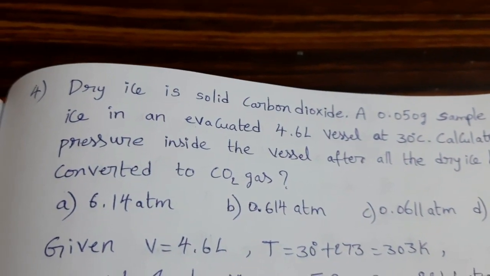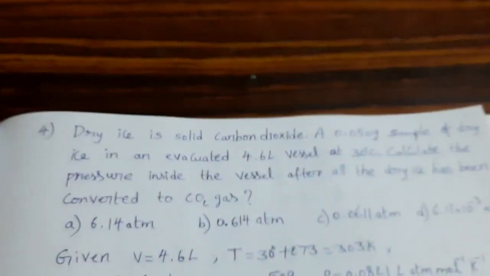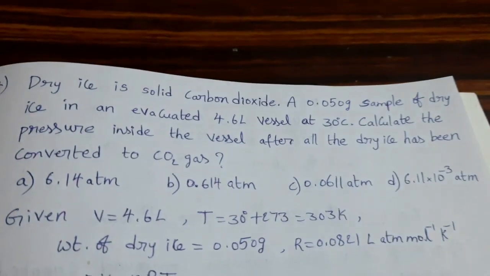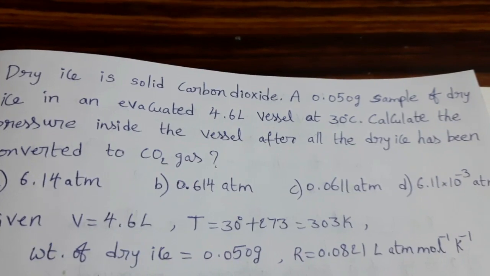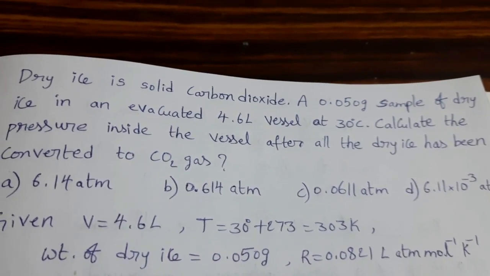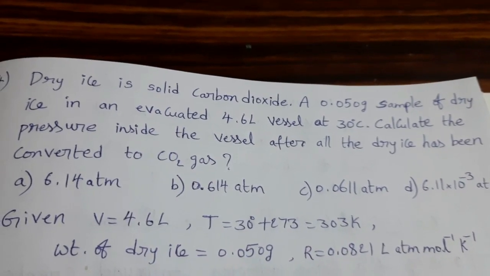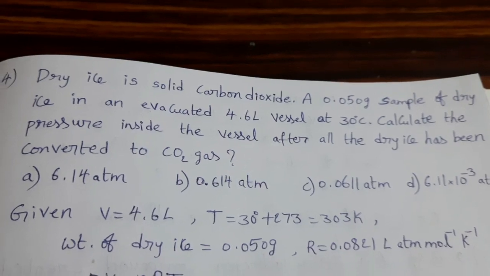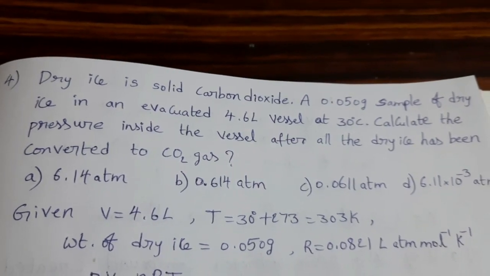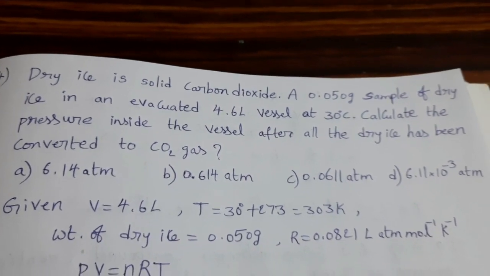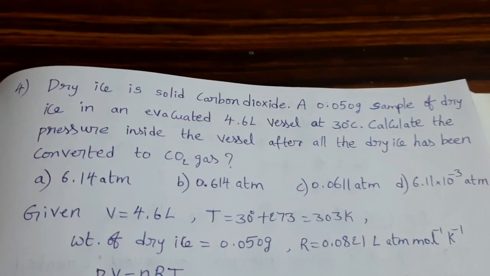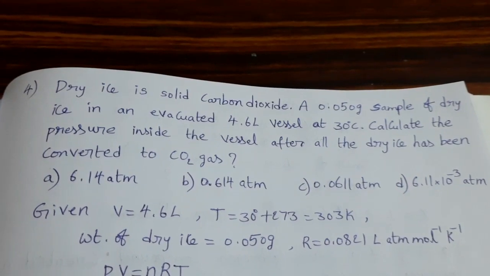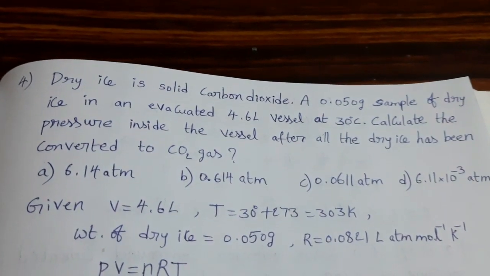Dry ice is solid carbon dioxide. A 0.050 gram sample of dry ice in an evacuated 4.6 liters vessel at 30 degrees Celsius. Calculate the pressure inside the vessel after all the dry ice has been converted to CO2 gas.